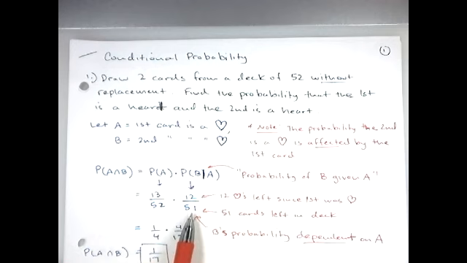One way we could describe B is its probability is dependent on A, right? Depends on what happened with A, whether you picked a heart or not, right? This would have been different if you didn't pick a heart on your first card. Okay.